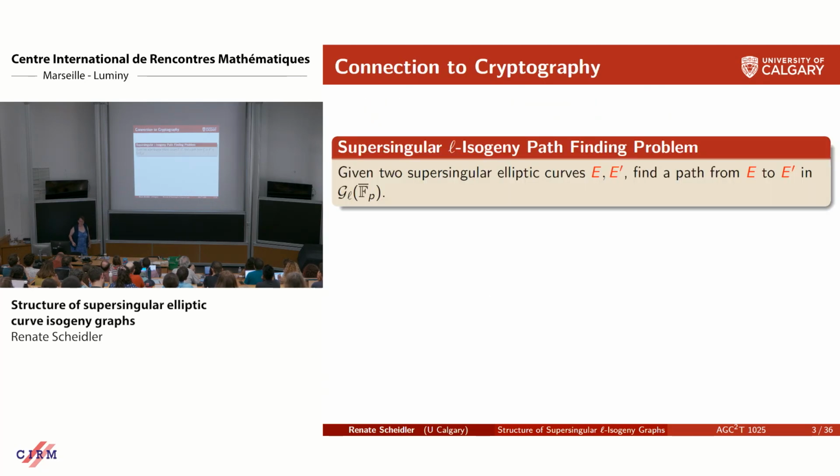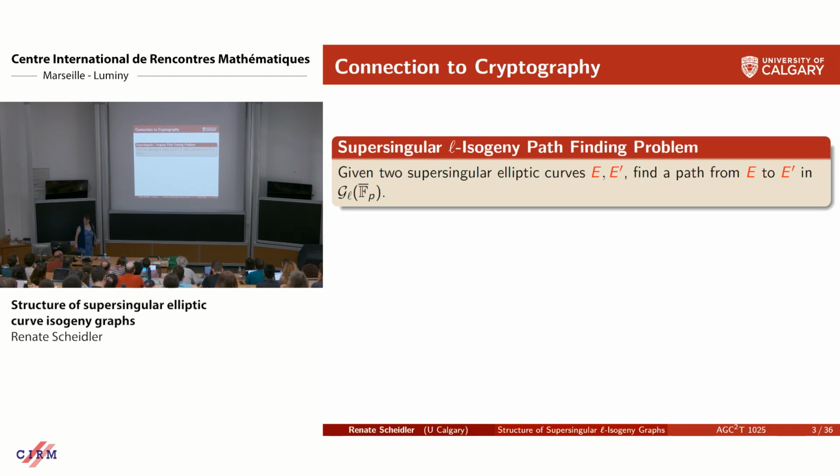Okay, and what's the connection to cryptography? Well, in cryptography, oftentimes the security of your system resides in some sort of problem that's presumably computationally intractable. Like everybody knows, for RSA it's factoring, and for traditional elliptic curve systems, it's the elliptic curve discrete logarithm, and so on. And here it's the so-called supersingular L isogeny path finding problem. And it goes as follows.